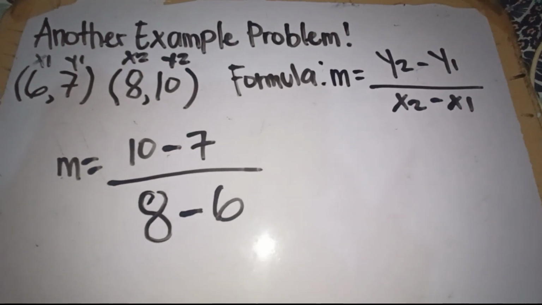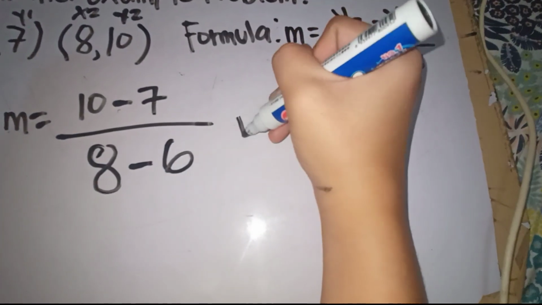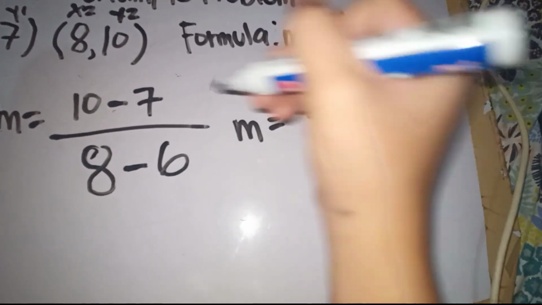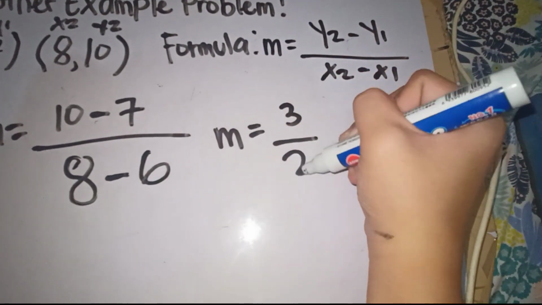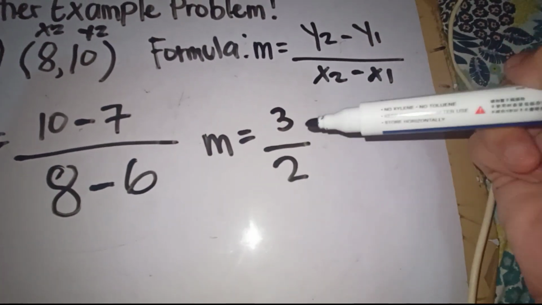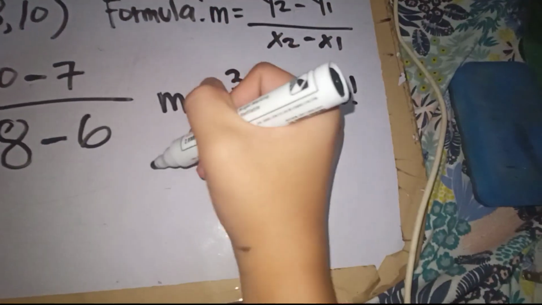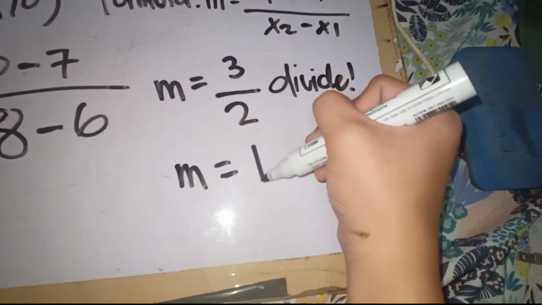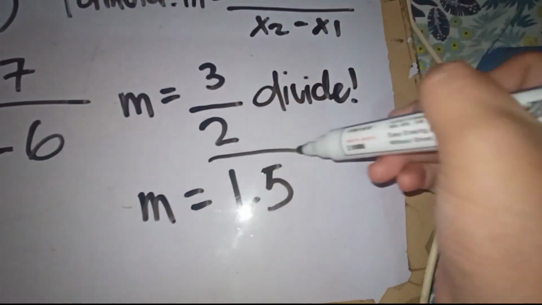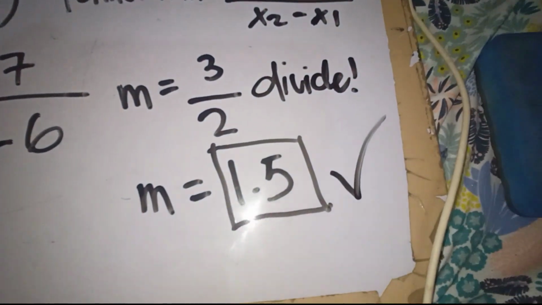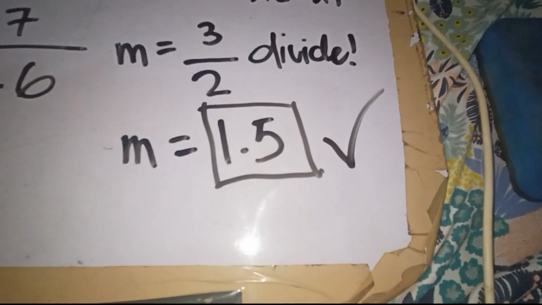Let's simplify them. 10 minus 7 is equal to 3, over 8 minus 6 is 2. And then, we're going to divide this. 3 over 2 is 1.5. And this is the final answer. Therefore, the slope of the line is 1.5.